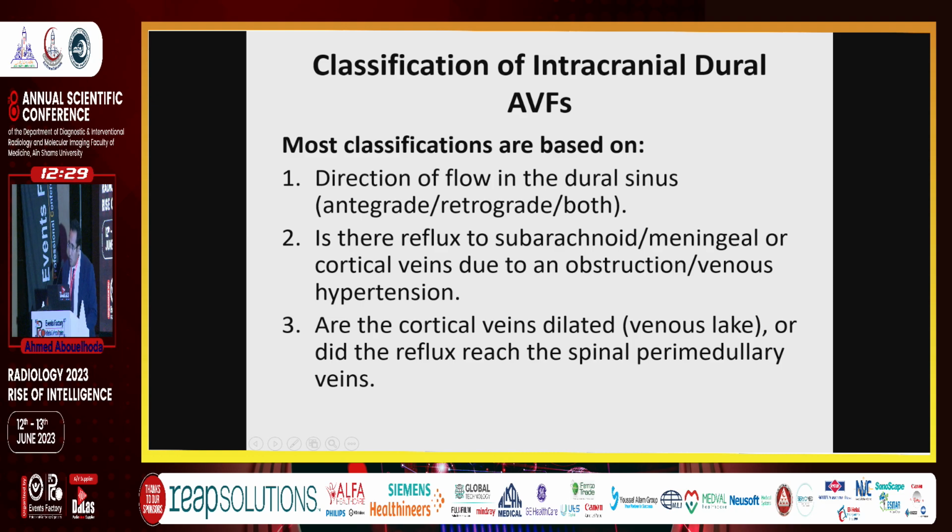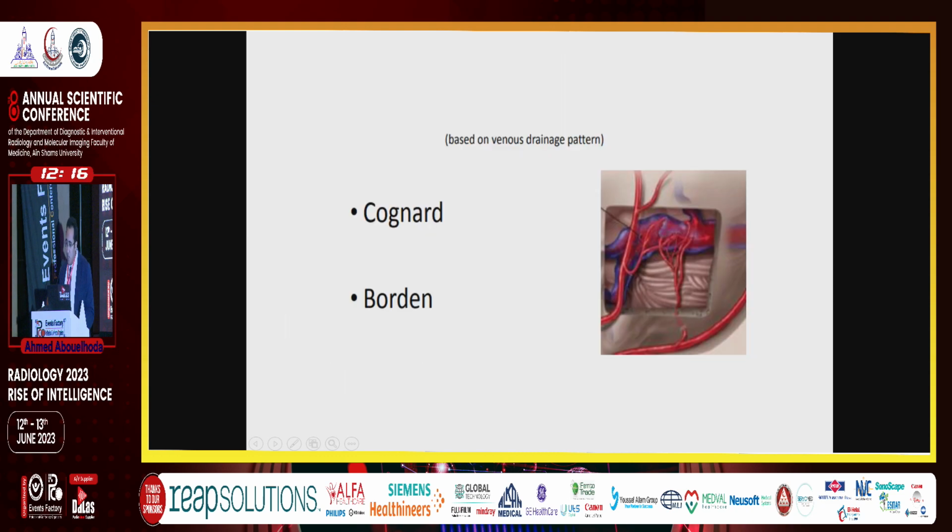Classification mainly depends upon three things. First, the direction of the flow. Second, if there is any reflux in the subarachnoid or the cortical veins, and whether those veins are dilated. Third, whether there is reflux in the perimedullary veins. We have two main classifications, the Cognard classification and the Borden classification.